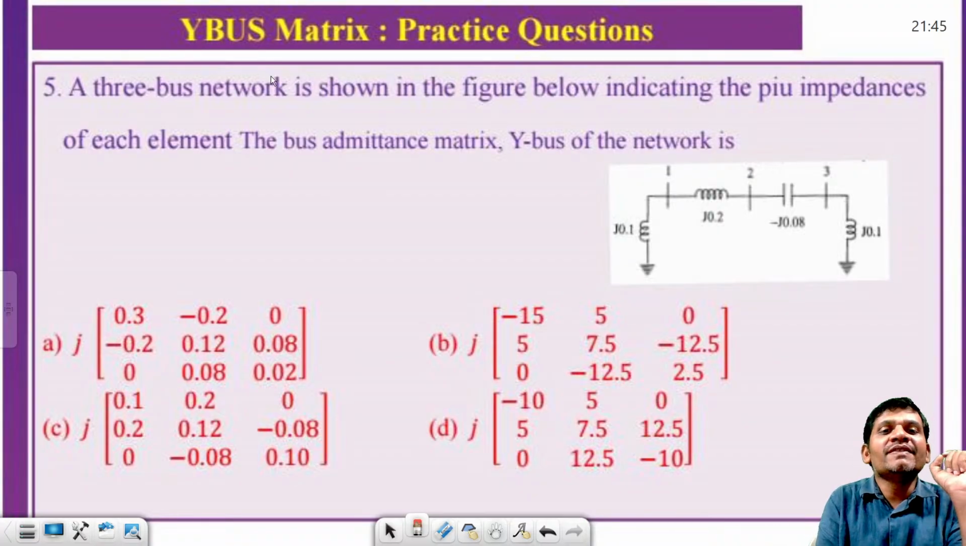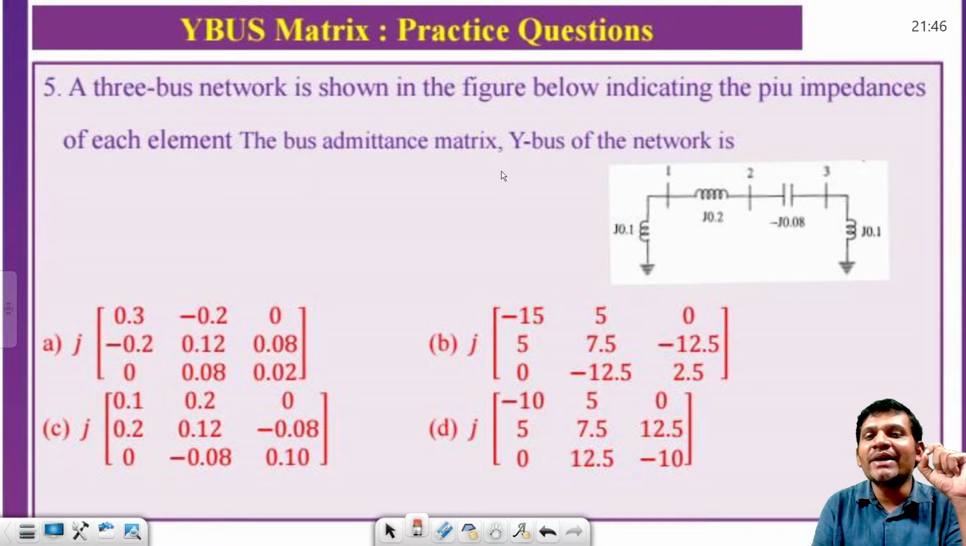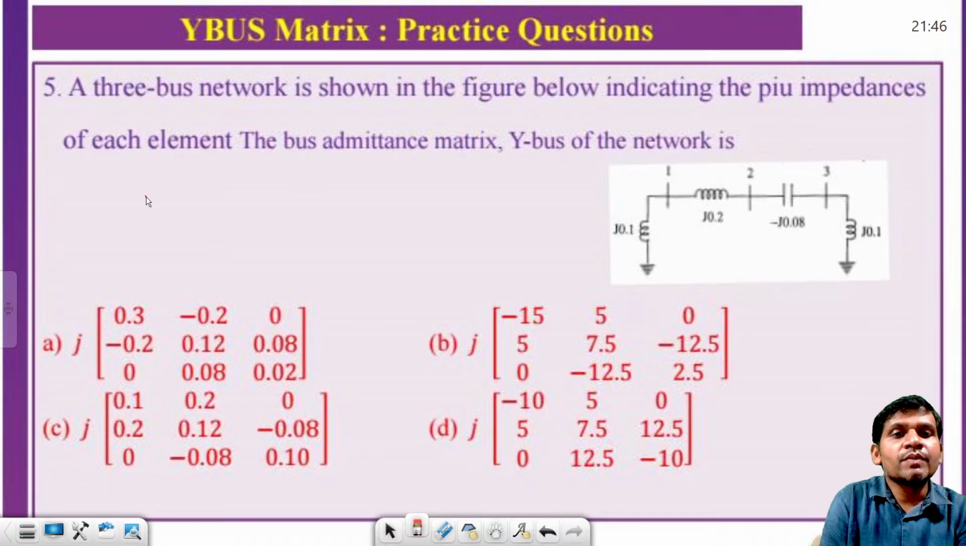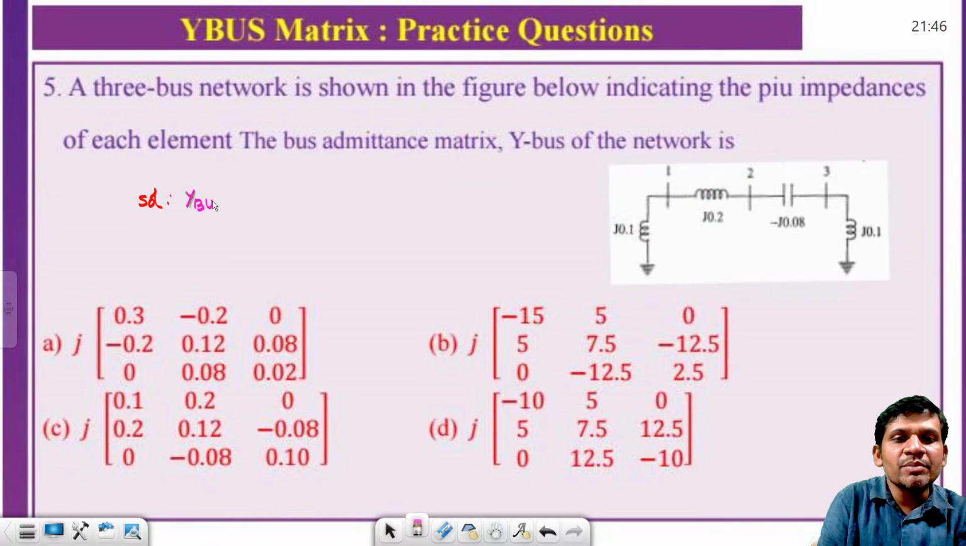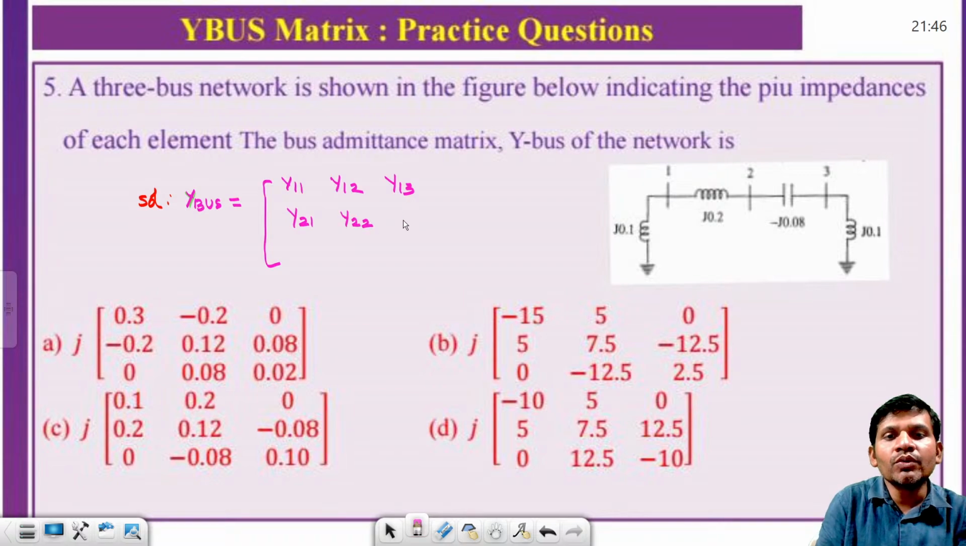Okay, a 3-bus network shown in the figure below indicating the per unit impedance of each element. The bus admittance matrix Y bus of the network. How to find the Y bus of the network? Can you tell how to get the Y bus? This Y bus equal to, this is the 3-bus system. 3-bus system ki Y bus matrix ఎలా ఫామ్ చేయొచ్చు? Y11, Y12, Y13, yes friends, Y21, Y22, Y23, Y31, Y32.